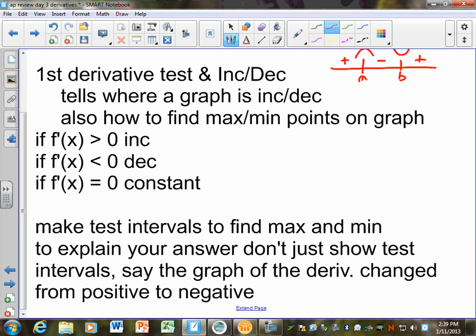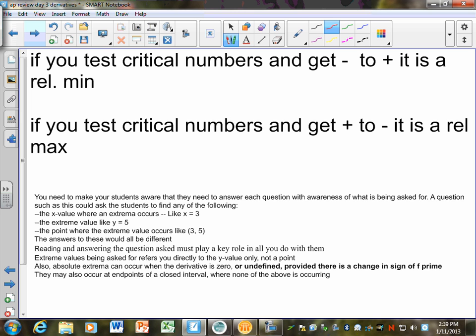And again, reminder, if you go to the next slide here, I just ran out of room. When you test that, if it changes from negative to positive, that means it's changing from decreasing to increasing. That's a relative minimum. And when you test your critical numbers and it changes from positive to negative, that means it's changing from increasing to decreasing. That means it's a relative maximum.